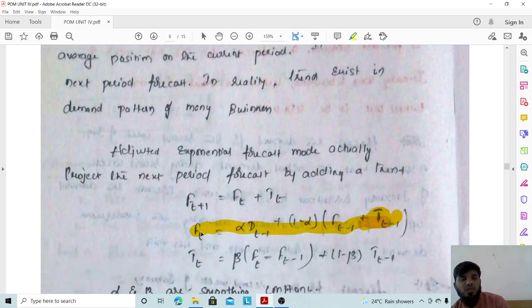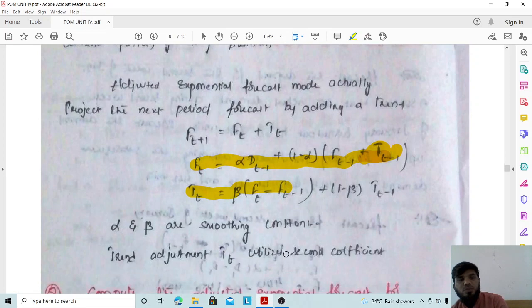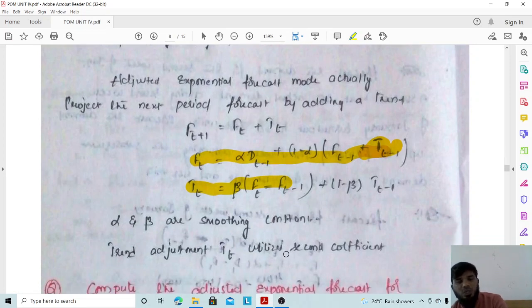Now for finding the trend, what the present trend is, we also have a formula: T(t) = trend for the present time period = beta, which is also a smoothing factor that will be given in your question, beta (F(t) - F(t-1)) + (1 - beta) T(t-1). So this T(t) is nothing but the trend adjuster, or trend adjusting coefficient.